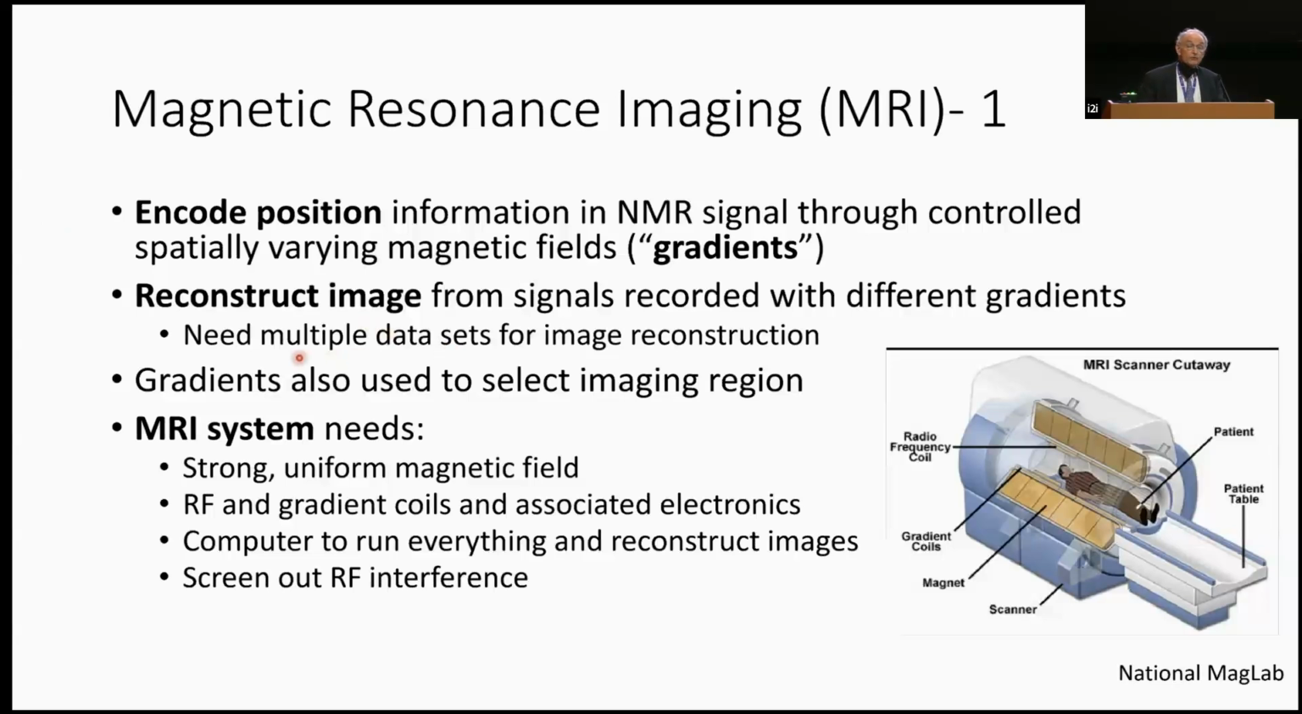And gradients can also be used for a variety of other things. We use them to select the imaging region, not part of the original paper. And so this is what we see in this imaging system.